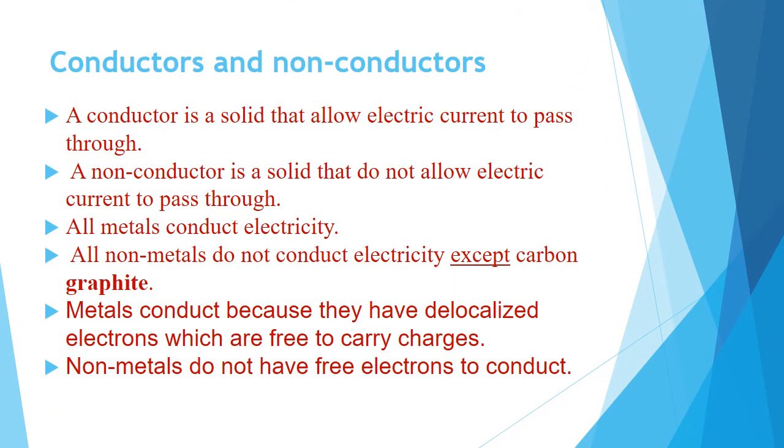Then we are going to study conductors and non-conductors. This is in reference to electricity. So a conductor is a solid that allows electric current to pass through. So when you say something is a conductor, we mean that it can allow electric current to pass through. Most metals are conductors. Why? Because they have free electrons that can carry the charges which will enable them to conduct.